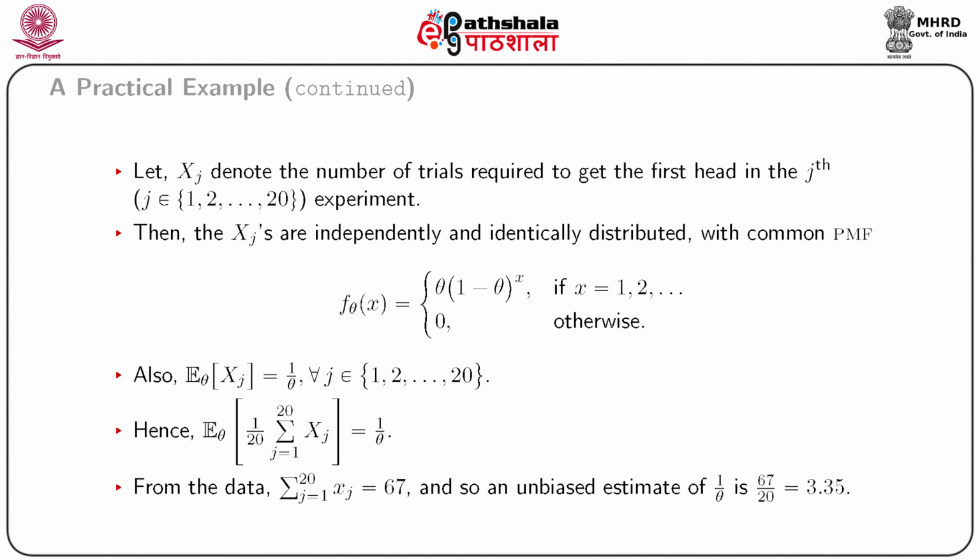Now, from the given data, we have summation Xi equal to 67, and hence an unbiased estimate for 1 by theta is given by 3.35. It is to be noted that, from the third drawback of the unbiased estimator, here it is not possible to find an unbiased estimator of theta from the above data set.